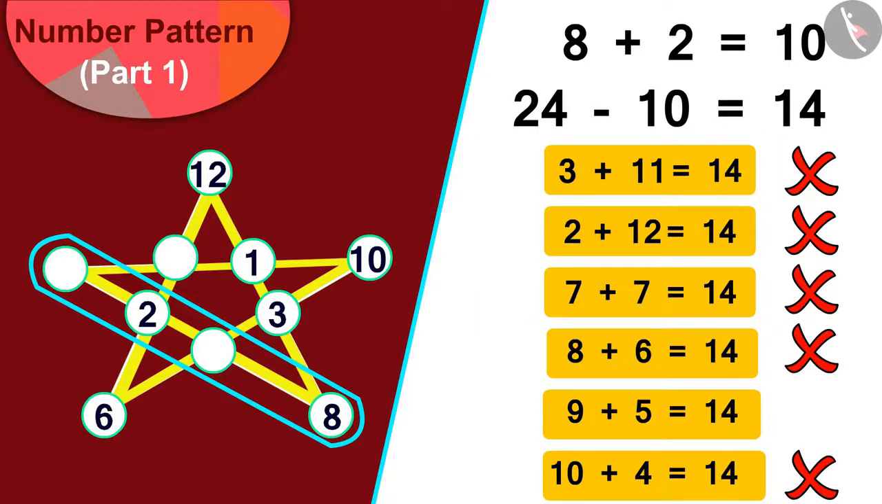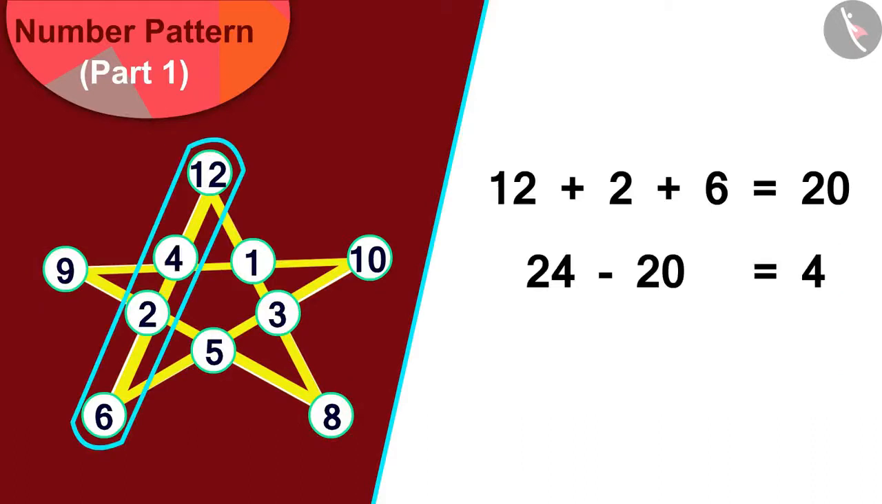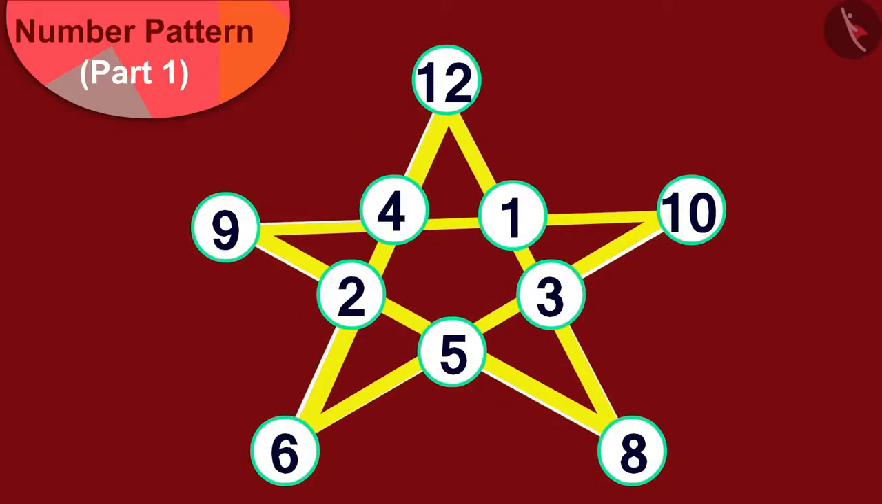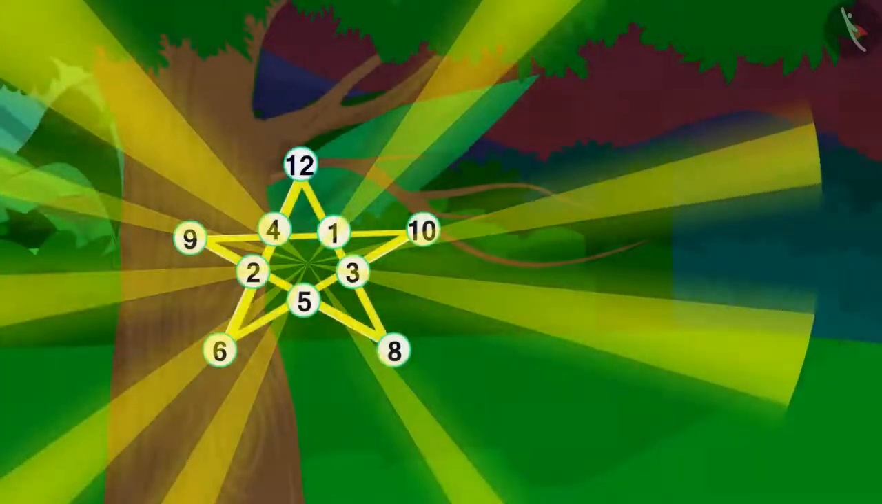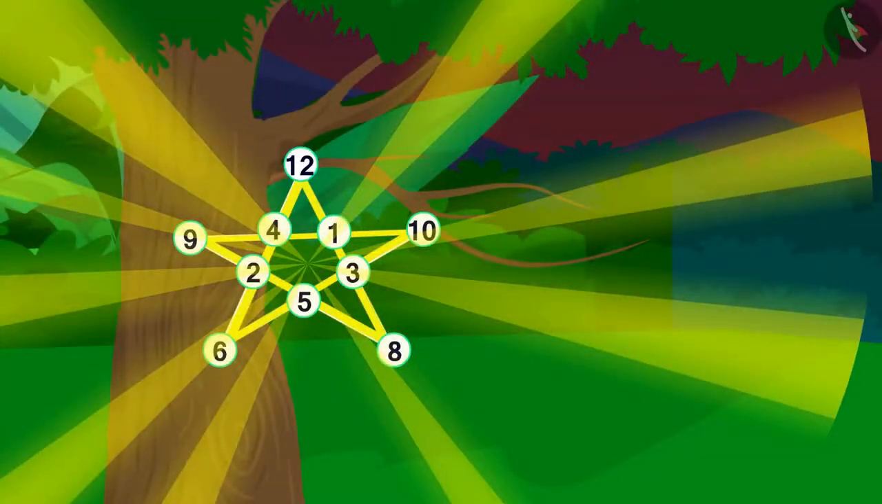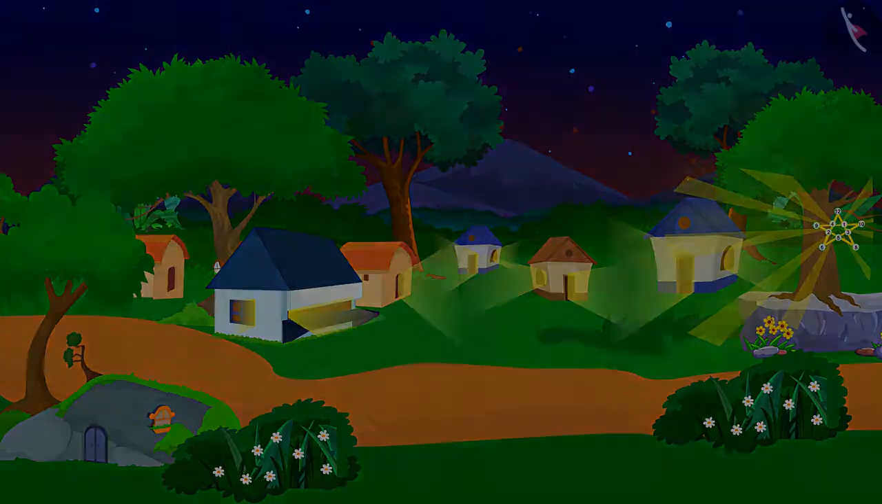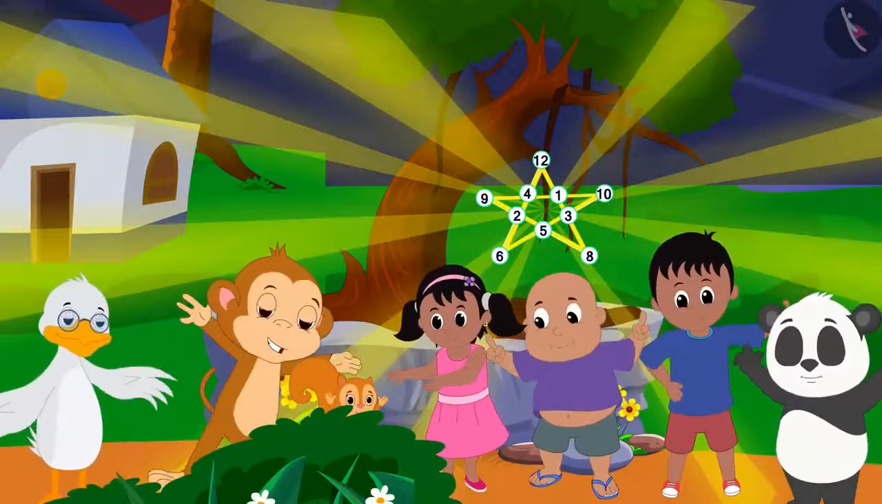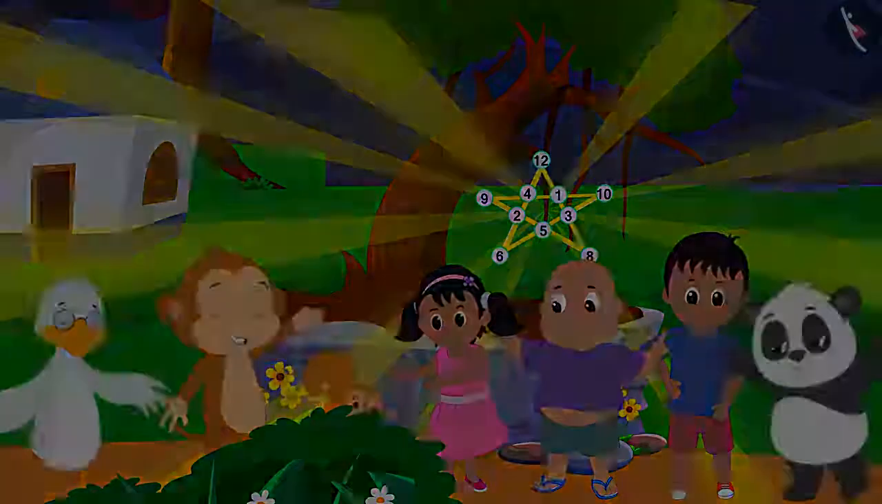Well done, children! You have found the answer correctly. We can fill in the blanks of the star in this way. As soon as the villagers filled the blanks of the star, light started coming out from the star and the electricity of the village resumed. All the villagers got excited and started dancing happily.